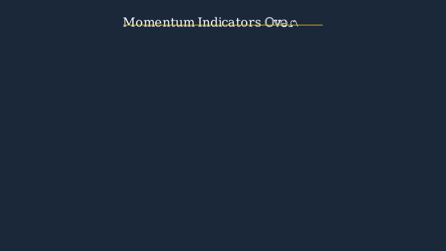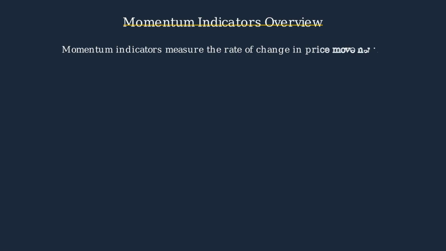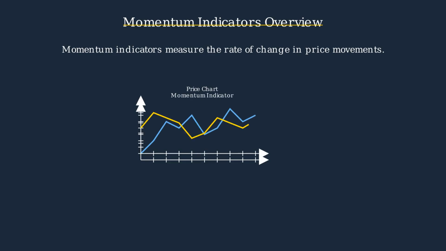Momentum indicators measure the rate of change in price movements. These indicators track how quickly prices are rising or falling, helping traders identify the strength of a price trend. Momentum indicators typically oscillate between fixed values, with designated levels indicating overbought or oversold conditions.